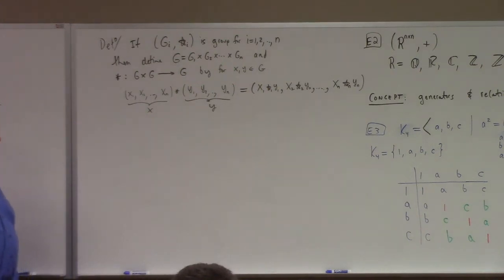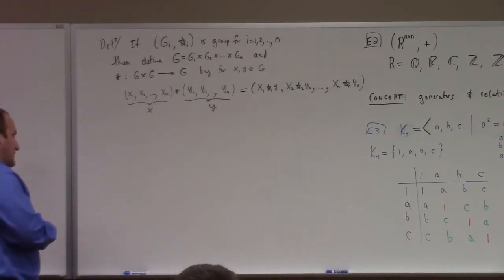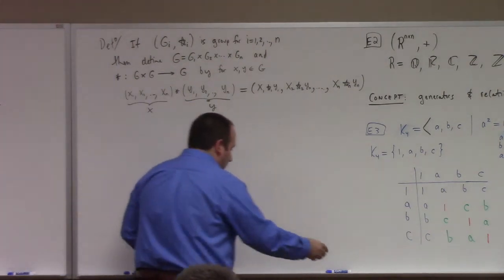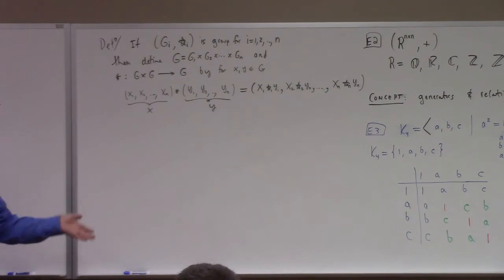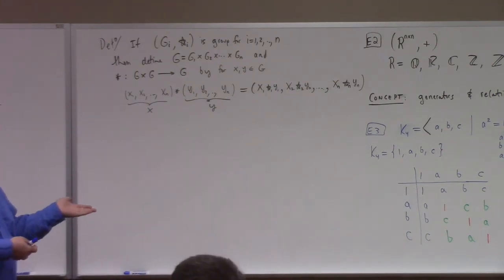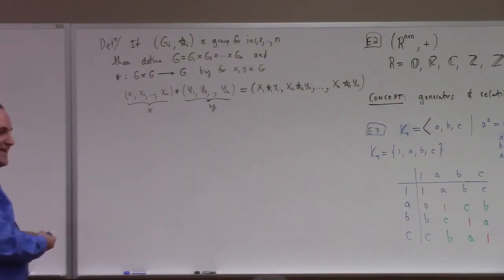All right, this is the direct product of groups. We do the operation of each group in each component. They could be different operations. You could have addition in one and multiplication in the other. You could have a direct product of three things, with addition in the first, multiplication in the second, and composition of functions in the third. All things are possible.